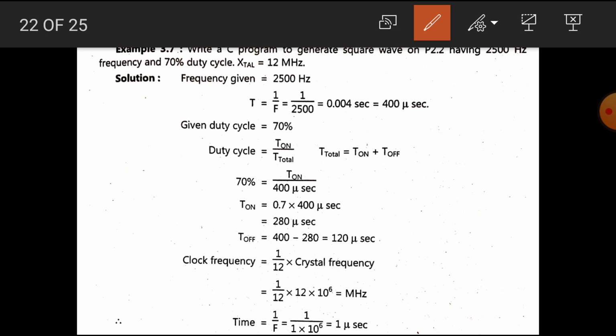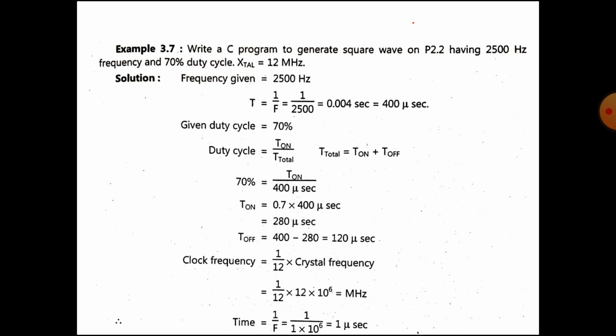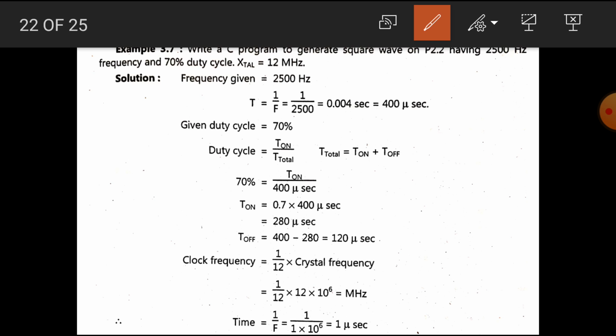Write the C program to generate a square wave on P2.2 having 2500 Hz frequency and 70% duty cycle. Consider XTAL equal to 12 MHz. Here the frequency is given 2500, hence we have to find the period for it, that means T is equal to 1 upon f, which is 1 upon 2500, which gives us the period of 400 microsecond.